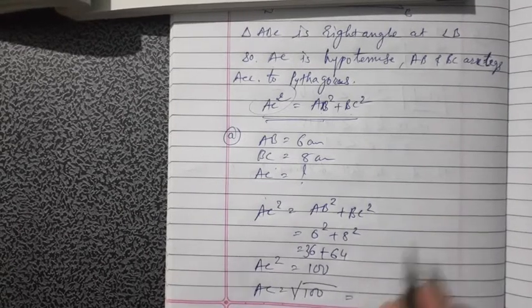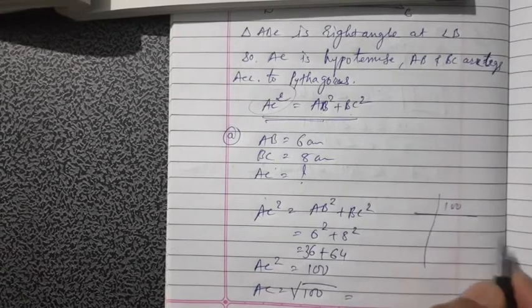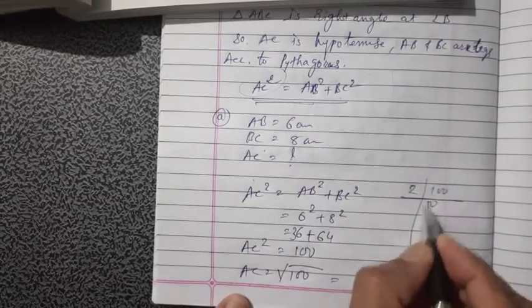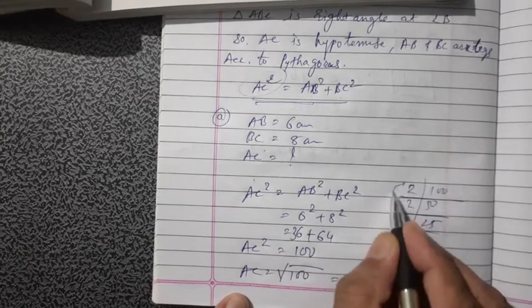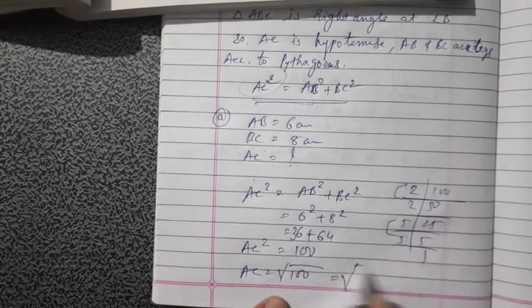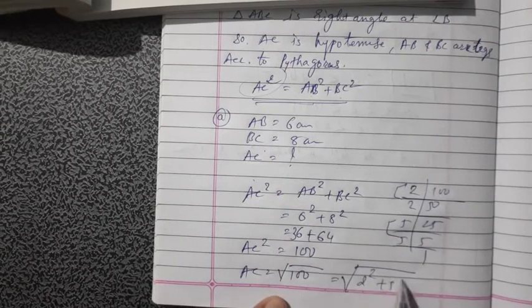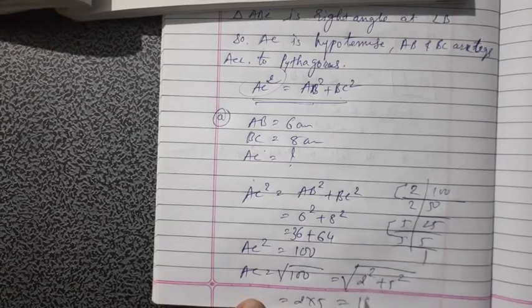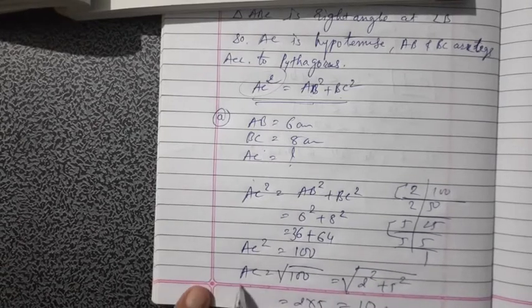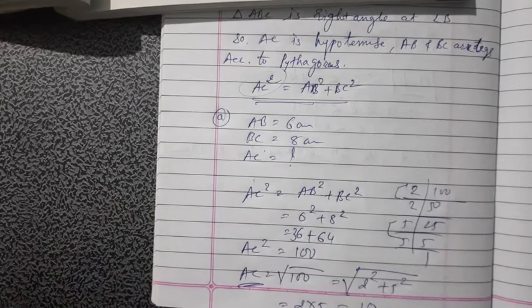Now factorize 100: 2, 50, 2, 25, 5, 5, and 5, 1. In square form, that is 2 square and 5 square. Remove the square and square root, equals 2 into 5, that is 10 centimeters. Means AC equals 10 centimeters.